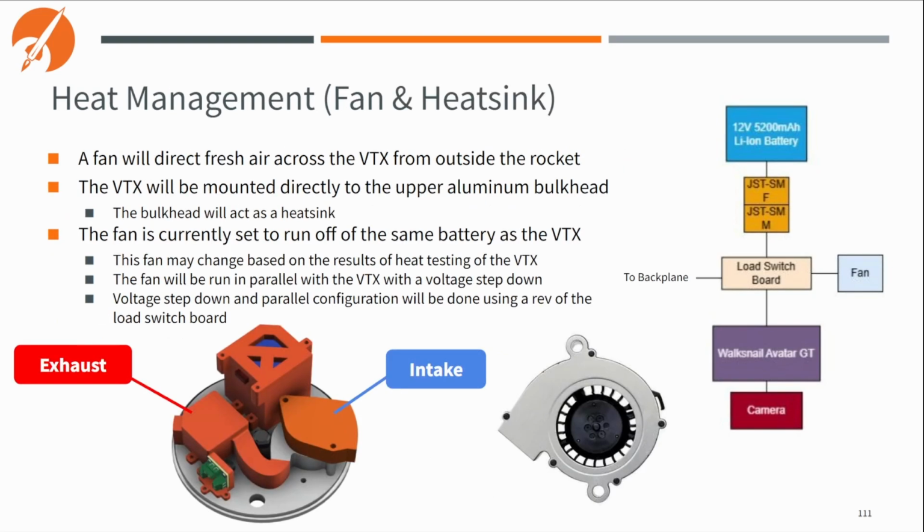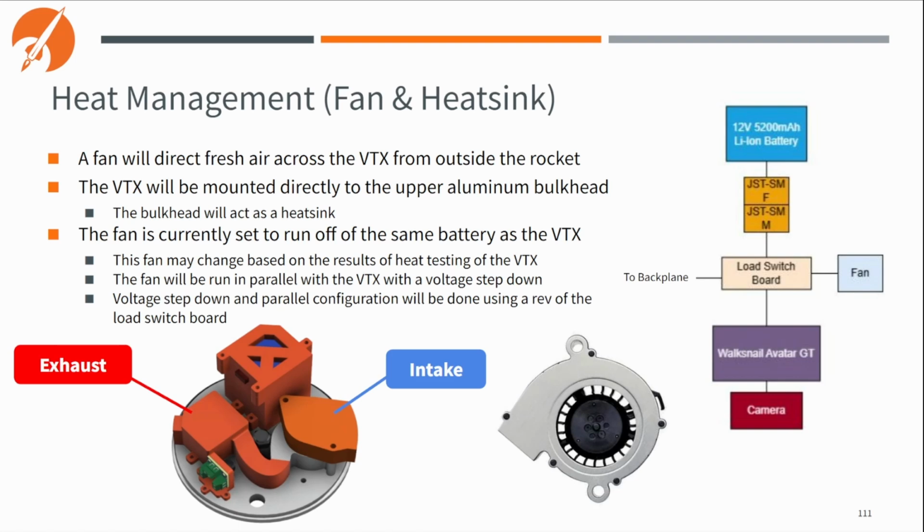In testing, we found that this VTX produces a lot of heat. And so in order to address that, we have implemented a few heat management systems, the first of which is a cooling system utilizing a fan, which will draw air in from outside the rocket and push it over the VTX, and then exhaust that air out of the rocket to hopefully move some of that air from inside the rocket to outside.